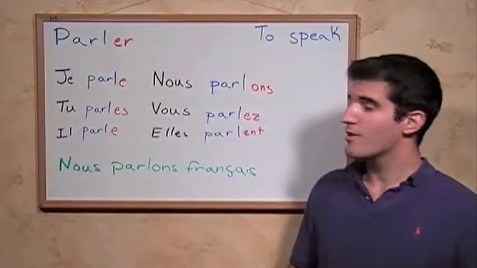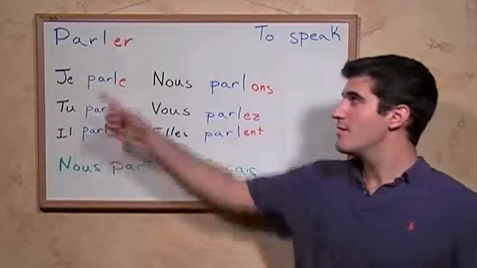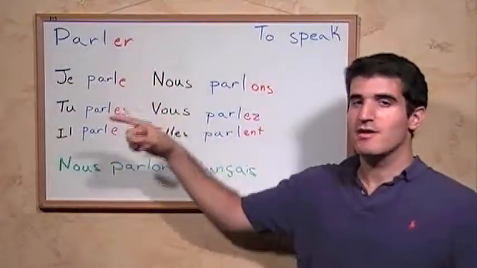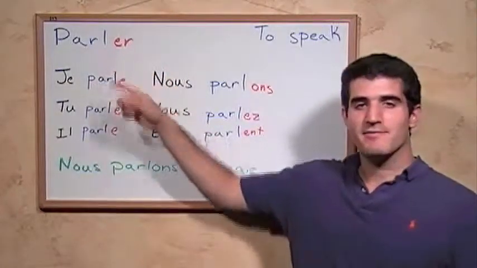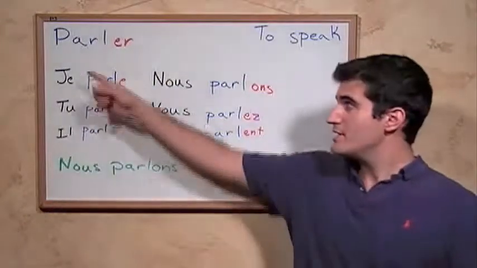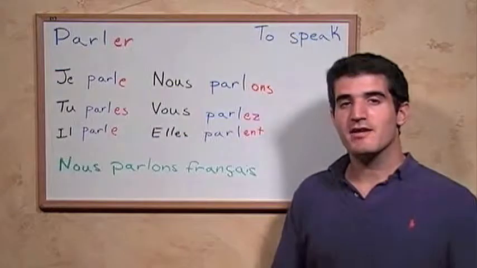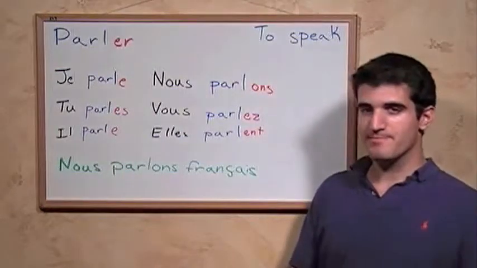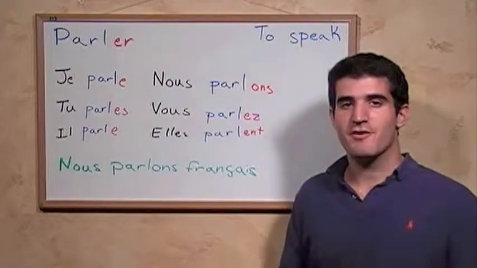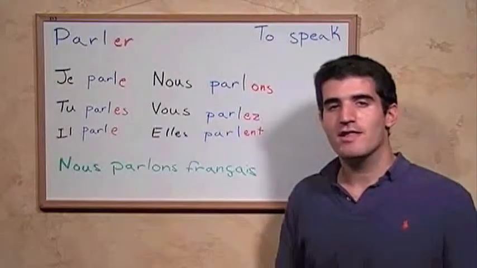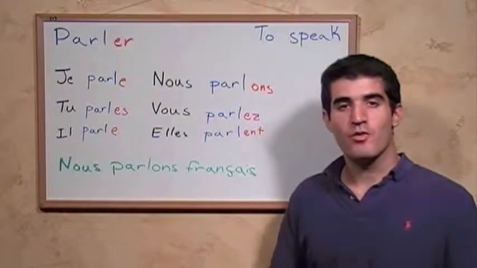For example, the word speak is parler. The R is not pronounced, but it makes this end "ay." This is called the infinitive. So it doesn't actually mean speak as much as to speak. And it's usually the second verb in a sentence. But we'll go over that later. For now, let's look at how this verb works with people.